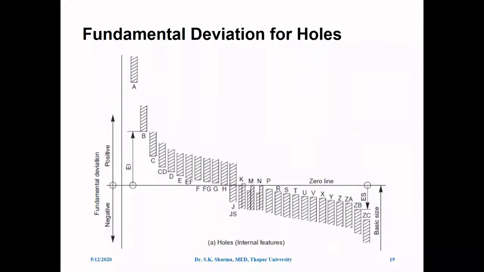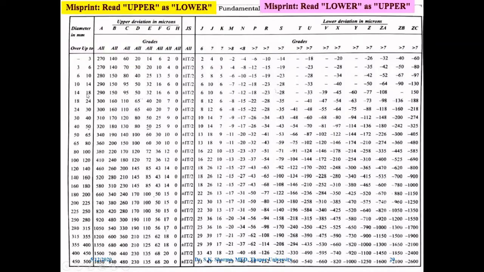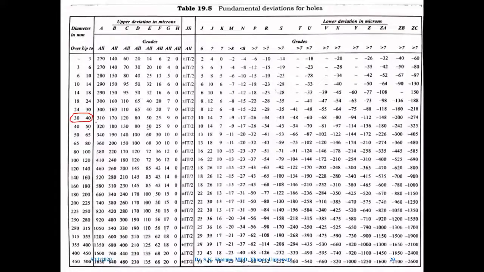So for the example 25H7 that we are discussing, H means 0 fundamental deviation, right? In this case, we already know that we are studying dia 25H7. So the basic size is 25. So 25 lies within this range. Within this range, you will find your basic size 25, right? So I will follow this row. You can see from here that in this column for H, the fundamental deviation is 0, right?